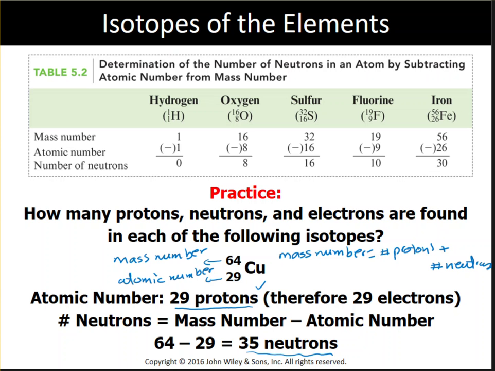How many electrons does this isotope of copper have? Very good. It also has 29 electrons. Why? Because this isotope of copper is neutral. I don't see any charge on it. So it's neutral. Since it's neutral, the number of protons equals the number of electrons. So you would expect 29 electrons for this isotope of copper as well.